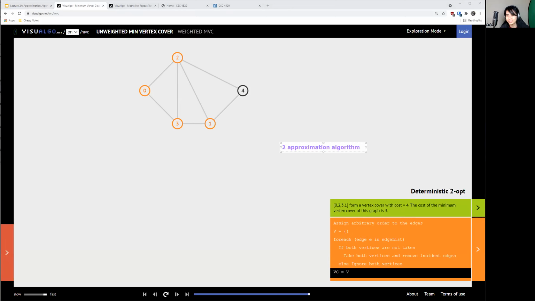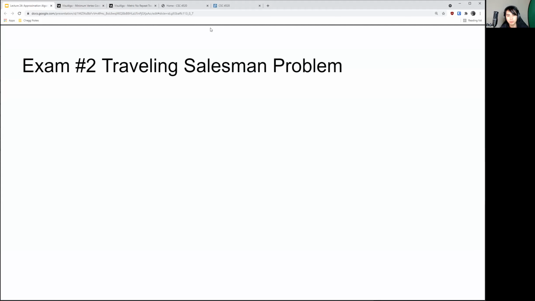Right. This is why it says 2 OPT. Every time we run this algorithm, we are guaranteed that this will be no worse than twice the number of nodes that we would need compared to the optimal solution. Now we're going to look at another one of those, another 2 approximation algorithm for the traveling salesman problem.